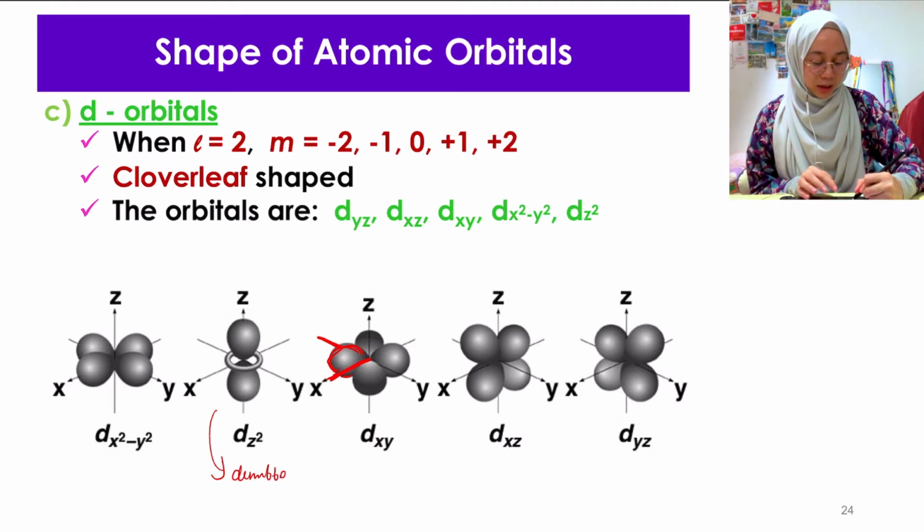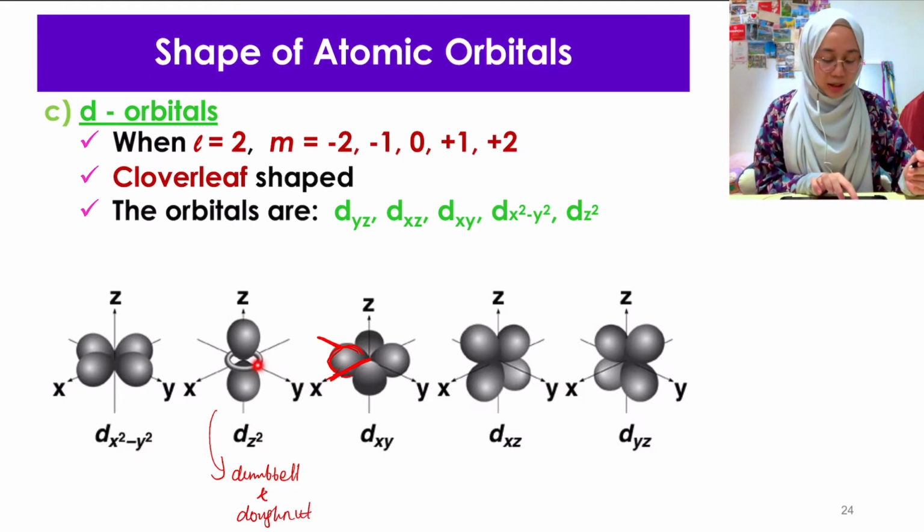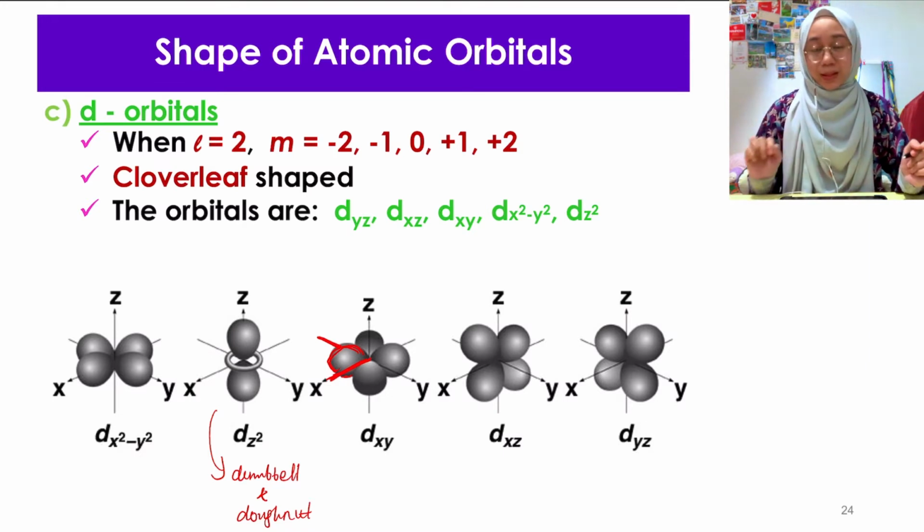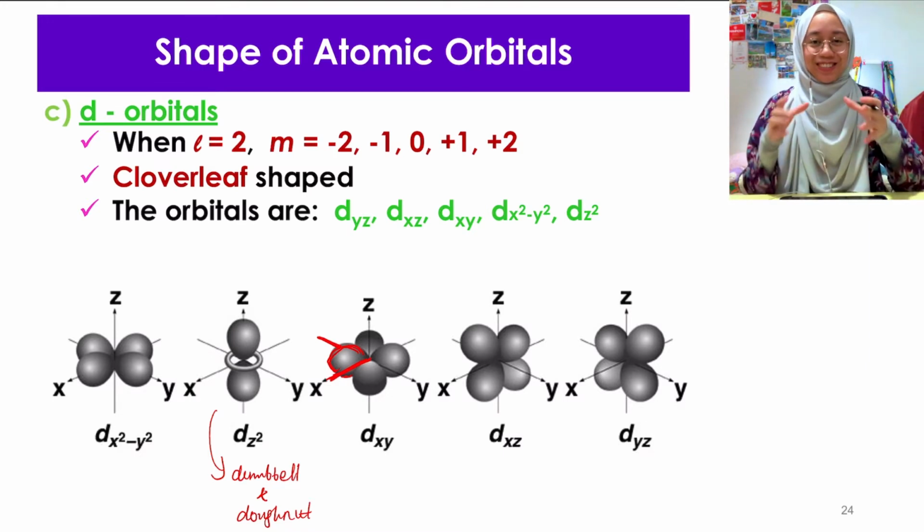Okay, so only for Z squared, it's a bit different lah, dumbbell and donut. Why dumbbell and donut? Because you can see the dumbbell shape. Okay, but then there's a ring around it, kan. So Miss calls that dumbbell and donut lah, the ring as the donut.